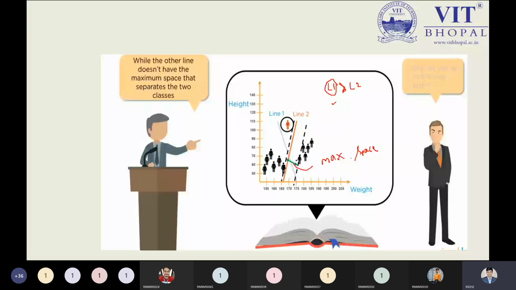I have finished with line one, but it is my responsibility, if we have multiple lines, to check all those lines. So I'm now using line two to check whether it contains the maximum space or not. You can observe over here that the maximum space of line 1 is more than line 2. The other line, line 2, does not have the maximum space, so that's why we have chosen line 1. Now this point is clear, why we have chosen line 1. Tell me, is this point clear?